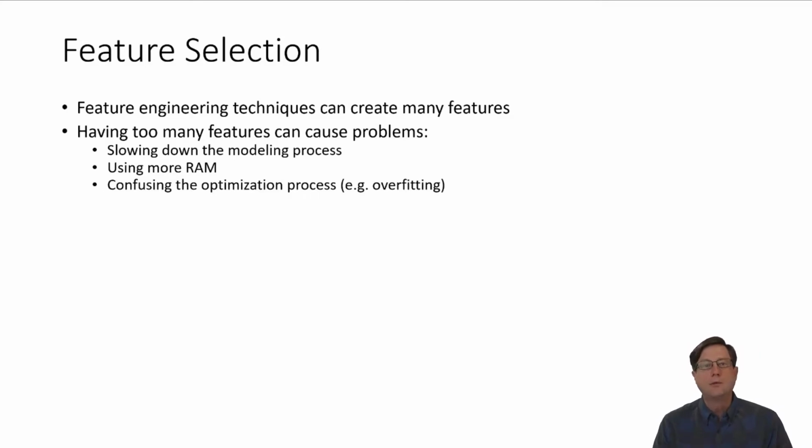A few of the problems that you could run into if you have too many features is, obviously, it's going to slow down the modeling process. If you think of logistic regression, it's got to learn one weight per feature, and it's got to keep updating that weight with gradient descent until it converges. So adding more and more features makes it an intrinsically harder optimization problem.